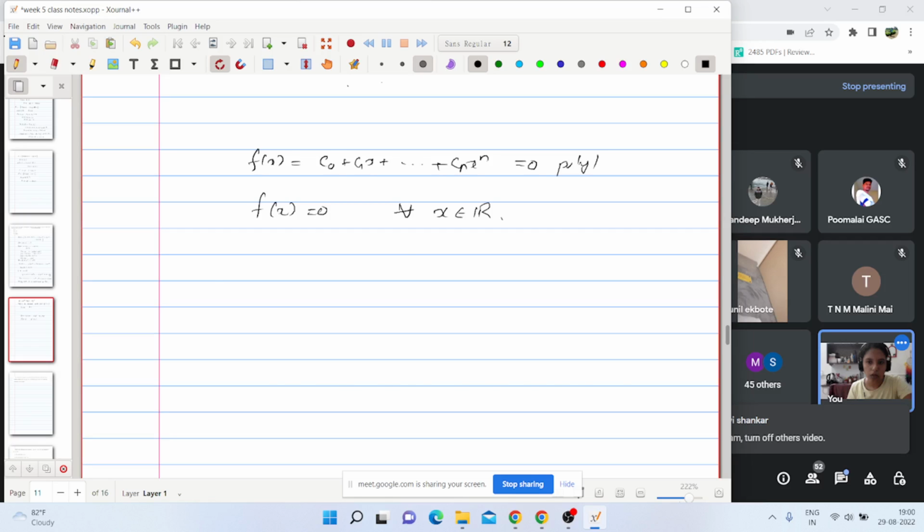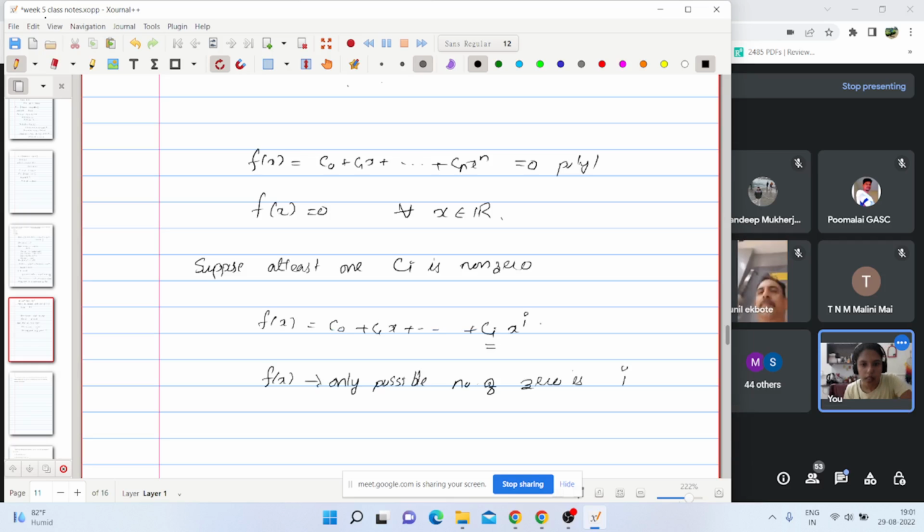But we know that this f of x has an infinite number of zeros. This is a contradiction. Are you getting the contradiction now? Yes, ma'am. This is because we assumed that at least one Ci is non-zero. This is why we are getting the contradiction. So the only possible thing is Ci should be equal to 0 for all i. Is this clear now? Yes, ma'am. Proceed.